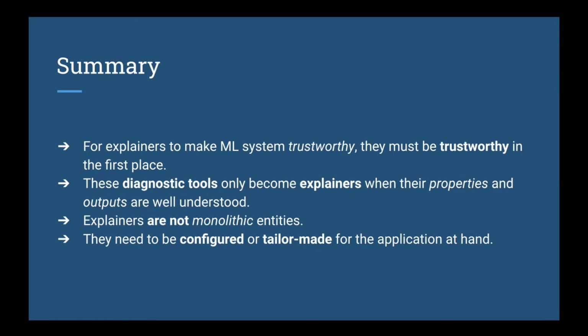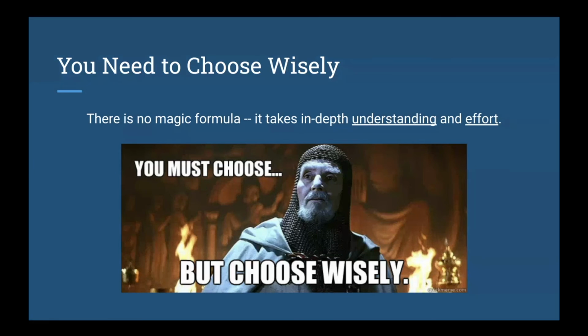And finally, these are only diagnostic tools, and they become explainers only when you understand the properties of the method that you use and the outputs that it produces. So in the end, I'm sorry to disappoint you, but there is no magic formula for building surrogates. You actually need to understand every component that you use, and you need to understand the problem that you're facing and that you're trying to explain, and some characteristics possibly of the black box that you are trying to explain.